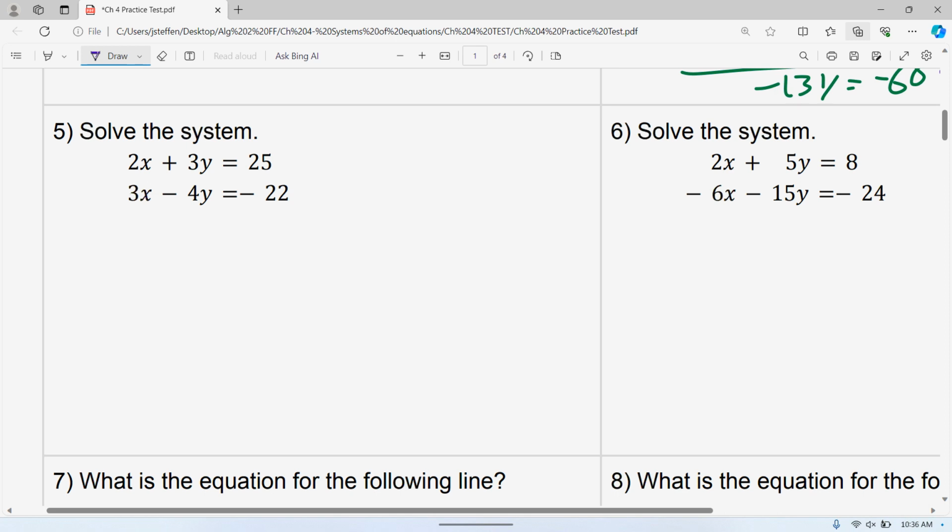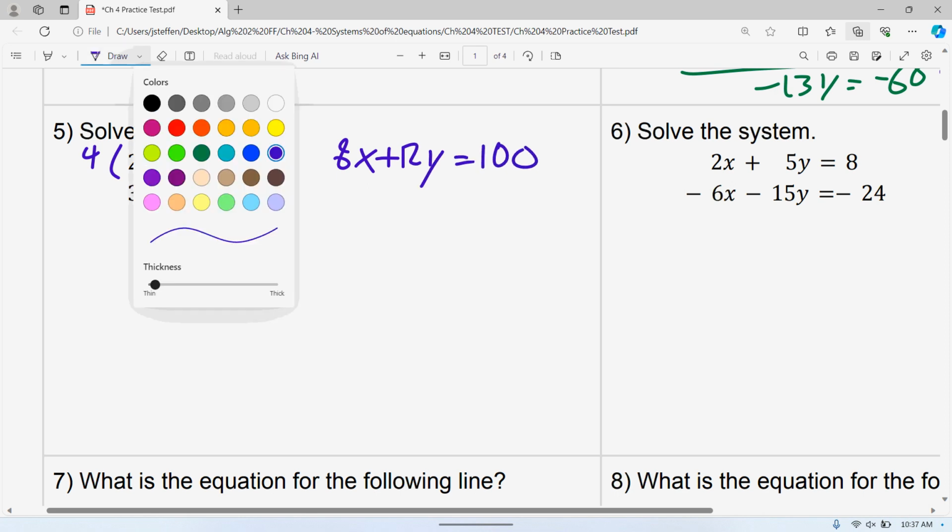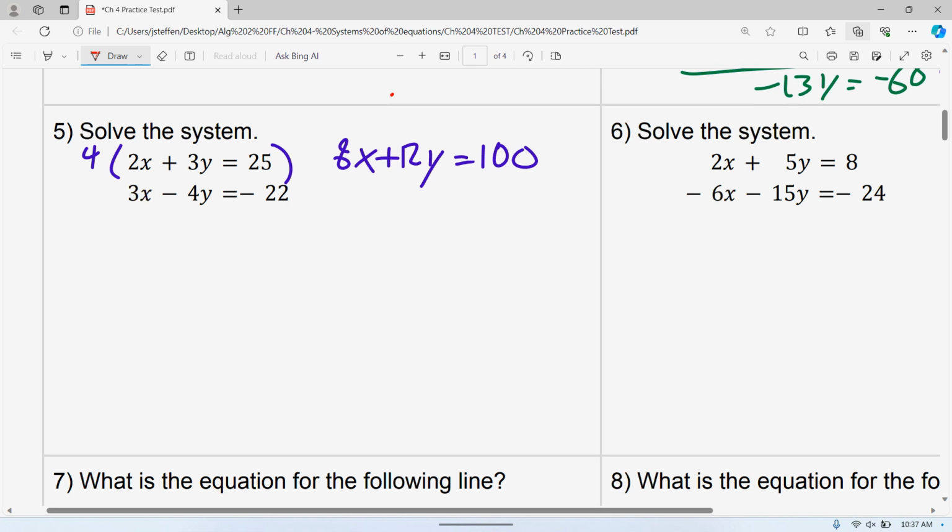So let's see. It cancels really nicely, so I guess I'll cancel the y's, but the only reason I choose those instead of the x's is because we have one positive and one negative. But again, that's not much different. So I'm going to multiply the top one by 4. x plus 12y is equal to 100. The bottom one, I'm going to multiply by 3. y is equal to negative 66.